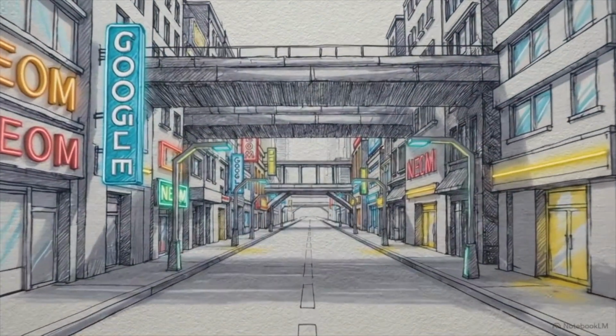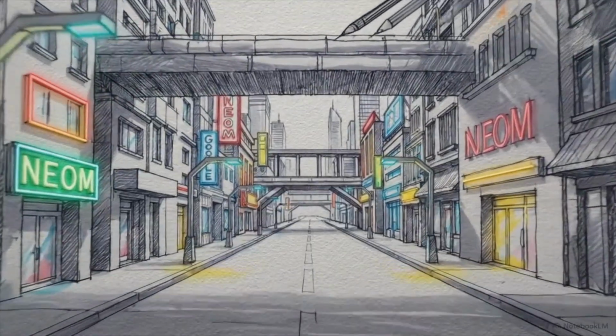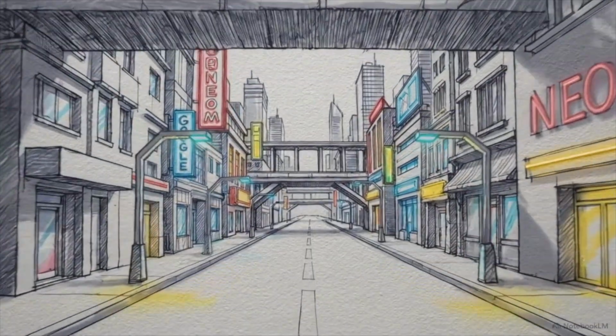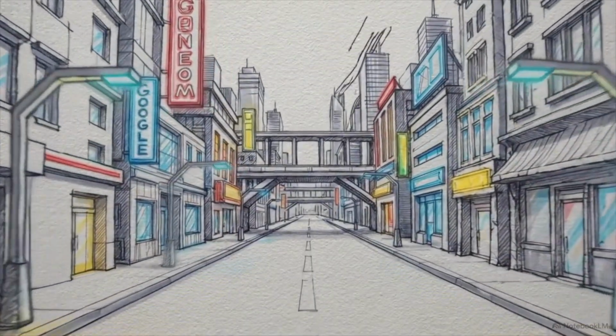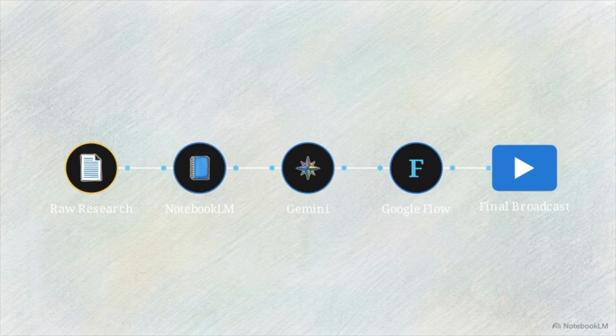This sequence, a crude, monochromatic wireframe sketch, builds directly into a fully lit, photorealistic scene in a matter of seconds. To go from raw text to a final broadcast, you need a specific software ecosystem working in tandem. That pipeline relies on three main tools: Google Flow, Gemini, and Notebook LM.